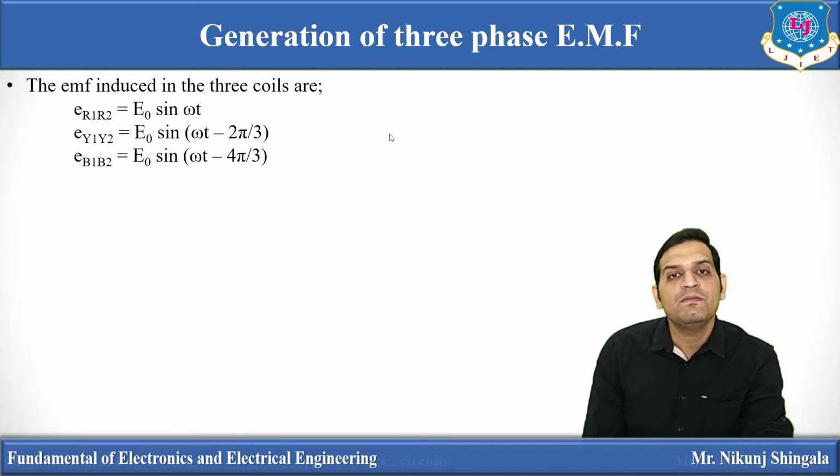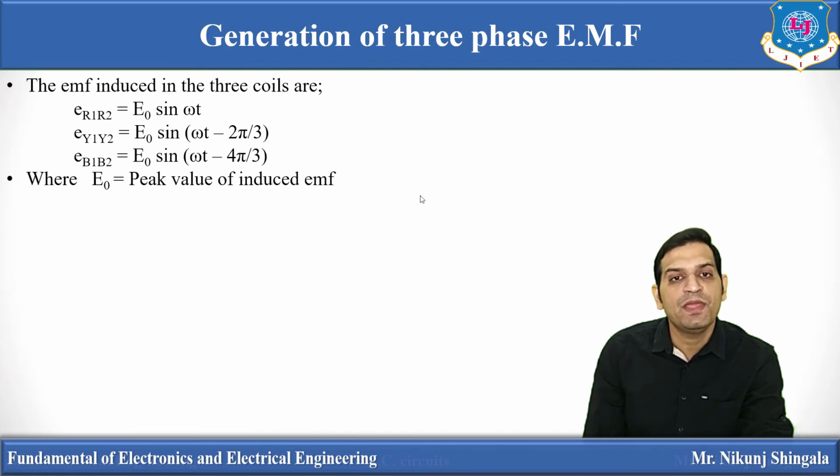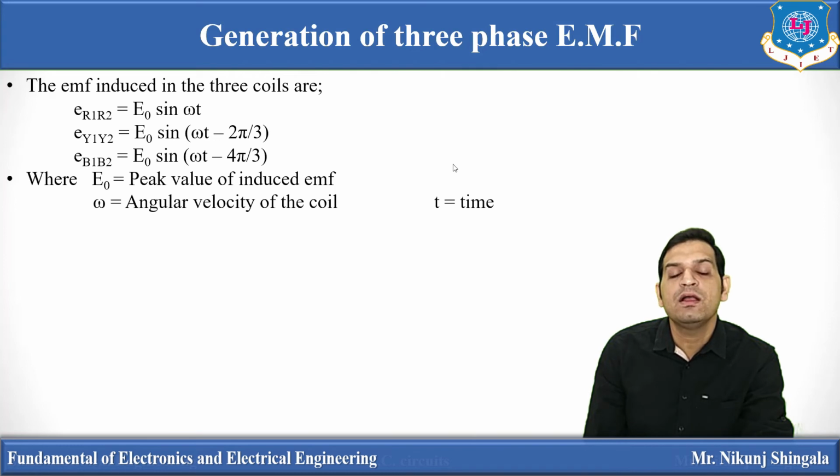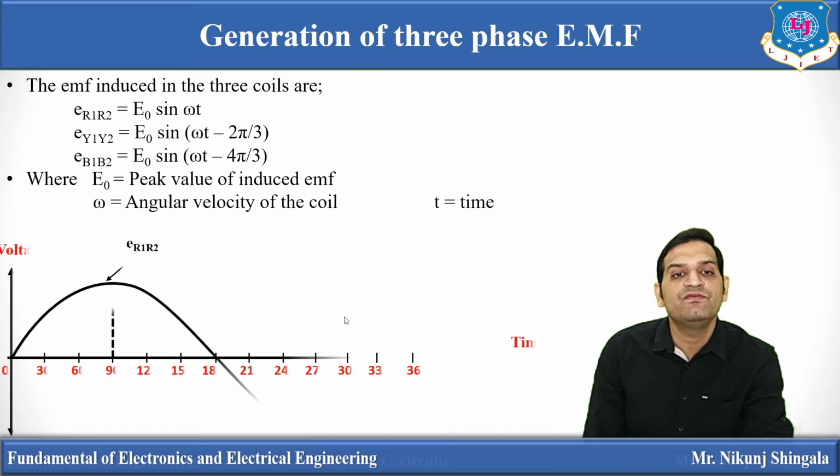Now these are the mathematical expressions of induced EMF in the coils, where E0 is the peak value of the induced EMF, omega is the angular velocity of the coil, and t is the time instant. Now this can be represented in waveform also.